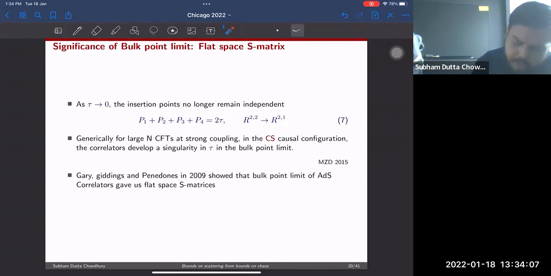Now, for large N CFTs at strong coupling in the causally scattering configuration, the correlators develop a singularity in the bulk point limit in tau. This was the result of Maldacena, Simmons-Duffin and Zhiboedov in a very nice paper, assuming that all such holographic correlators will show such a singularity. In 2009, Gary Gidding and Penedones showed that the coefficient of the singularity in conformal correlators can be related to flat space S matrices.